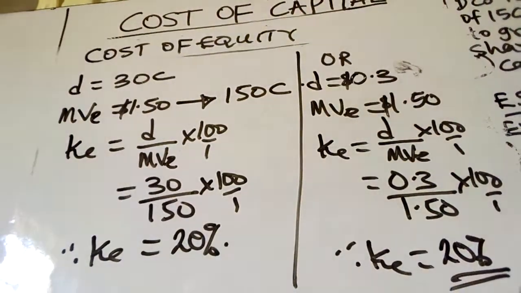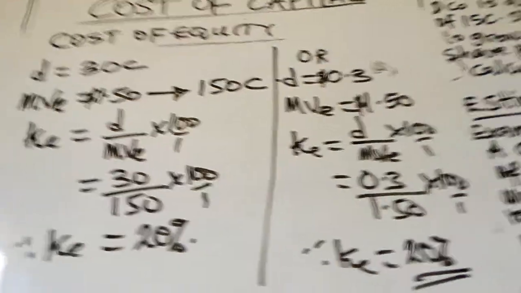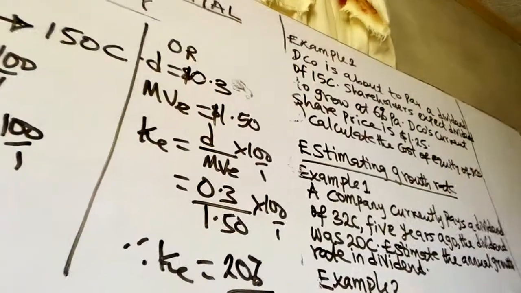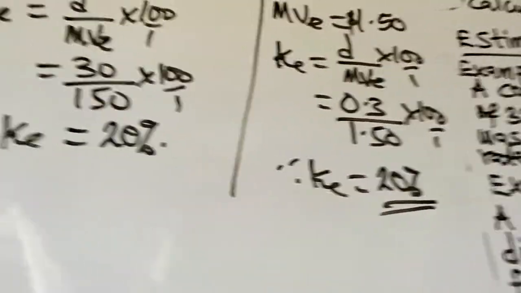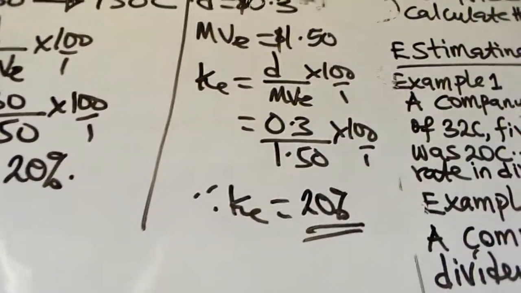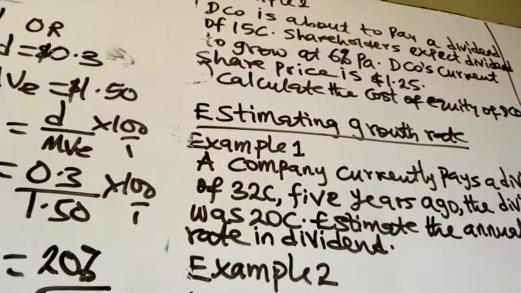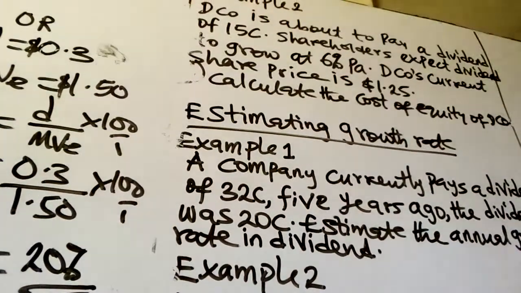So that is where there is no growth in dividend. The next one I'm going to consider is where there is growth in dividend. Where there is growth in dividend, that is the next one I'm about to consider now. So example 2.